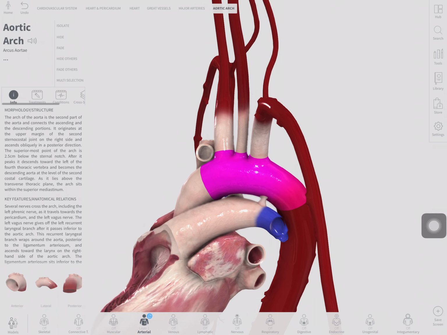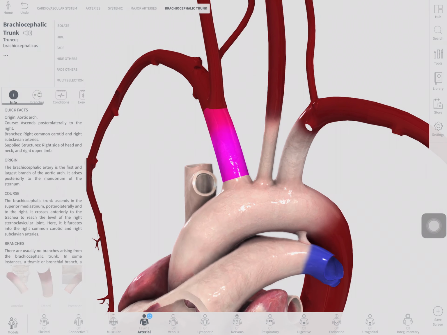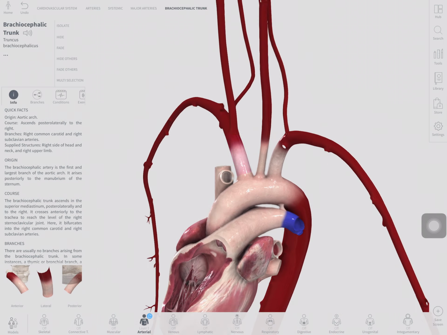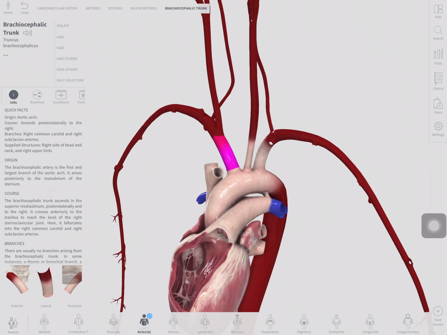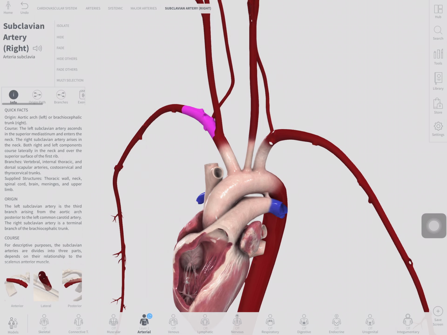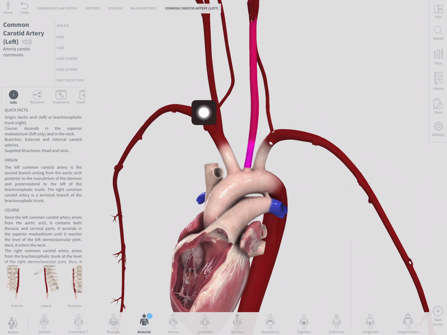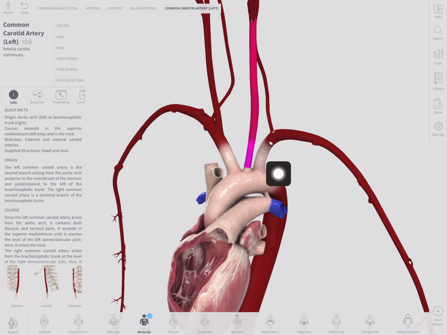In the arch of aorta, the first branch is the right brachiocephalic trunk. Brachio means hand, cephalic means head. So this is going to the head, and this is going to the arm. Then on the left side there is no brachiocephalic trunk. Instead, these ends are directly originating from the aorta.